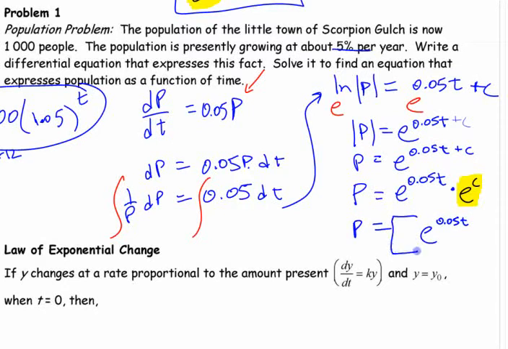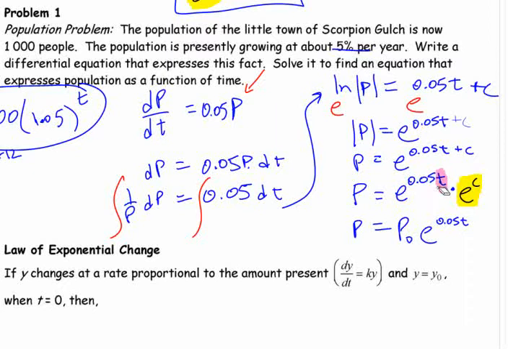So this is where I'm going to write it in front, because you usually write constants in front. It's actually equal to the initial population in this case, because if you were to put in 0 here, what does this whole term equal? 1, right? It equals 1? 1, yes.